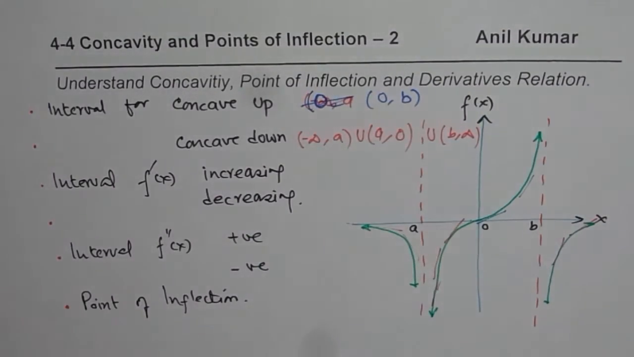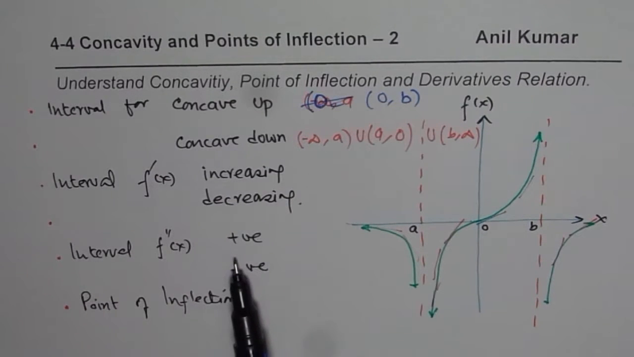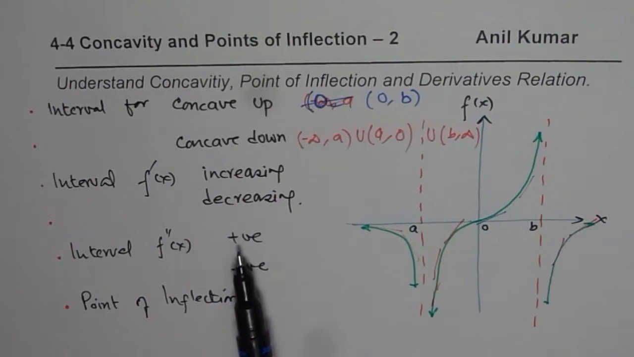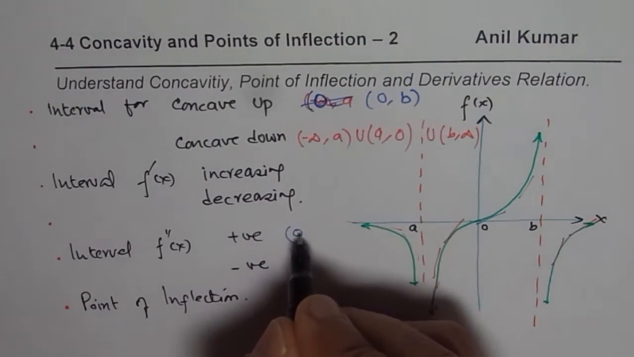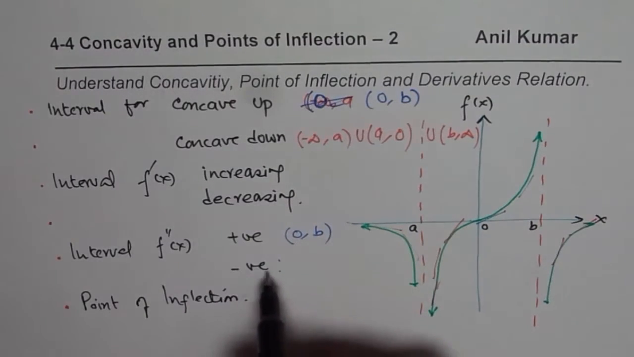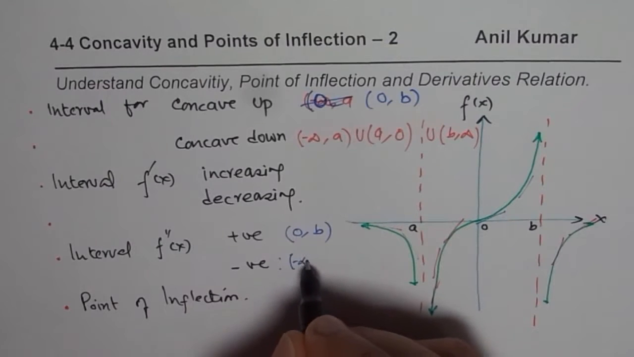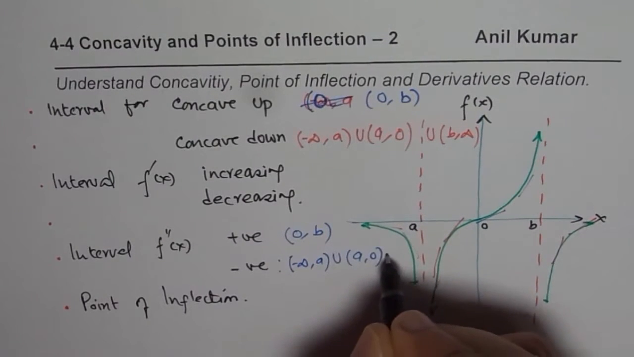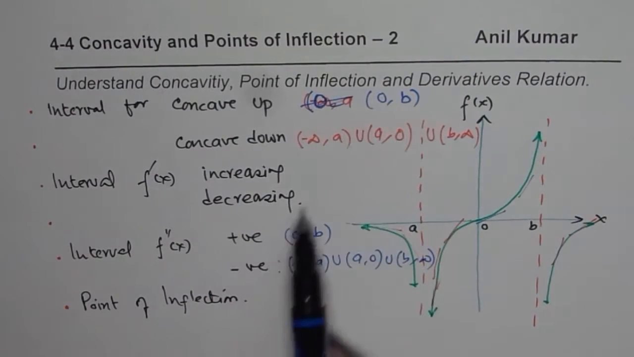Perfect. Now concavity is directly related to the second derivative. The interval where the second derivative is positive is where the graph is concave up, so the answer is 0 to b. For negative, which is these three intervals, it will be minus infinity to a, union a to 0, and union b to infinity. So you could directly connect them.